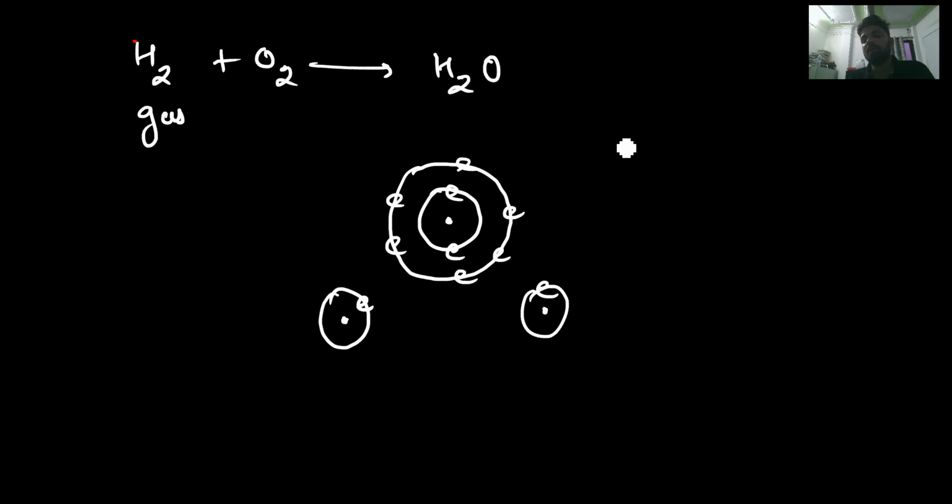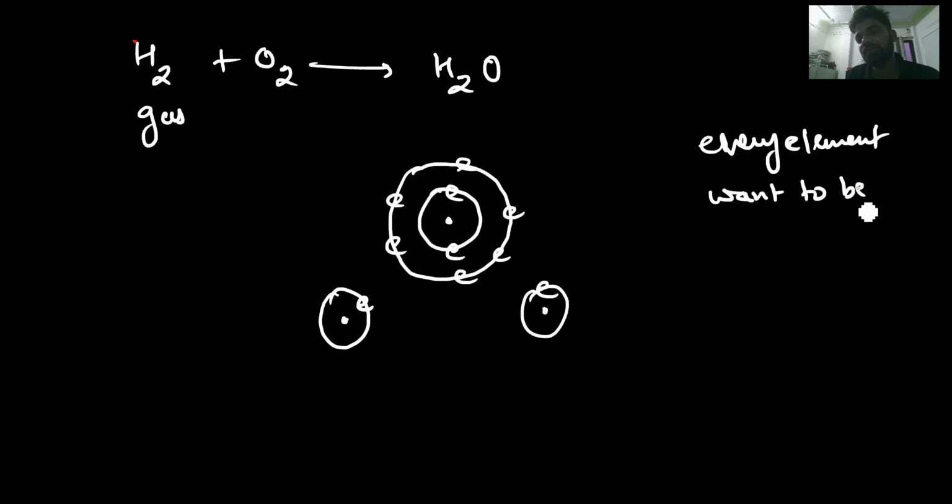Okay, now you have heard the concept of stability, that every element wants to be stable. Every element wants to be stable, and it wants to attain the stable electronic configuration of the nearest noble gas. So let me explain first what noble gases are.